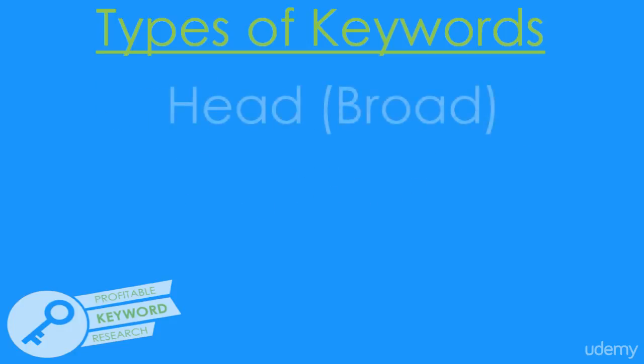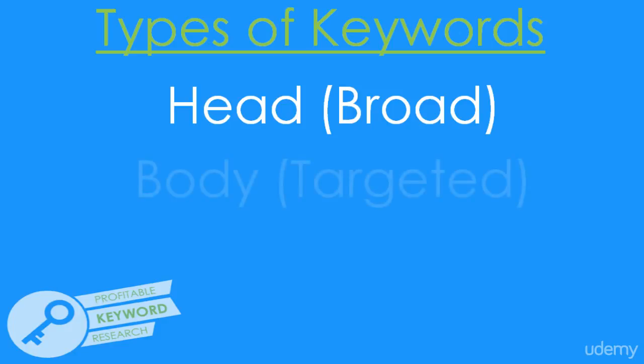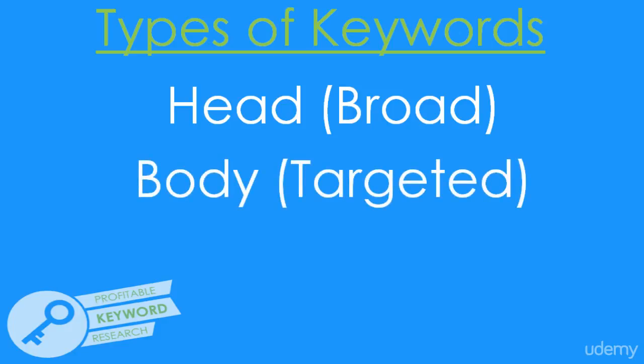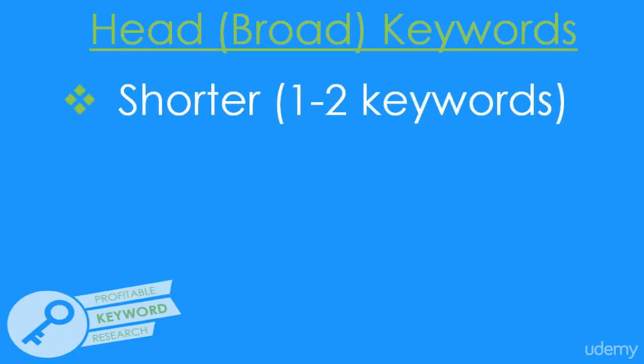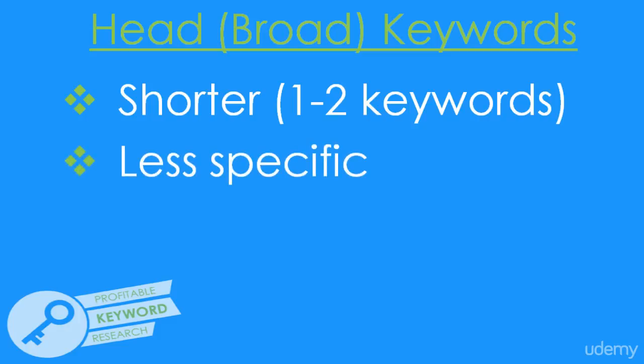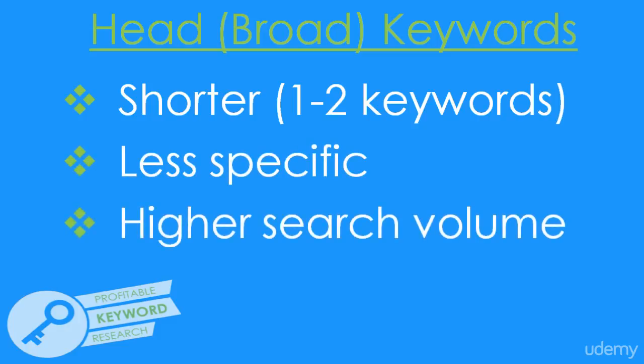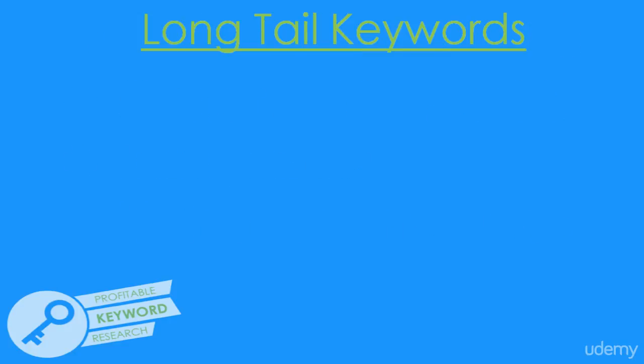There are the head keywords, which are also referred to as broad keywords. There are keywords that are considered the body, which are also referred to as targeted keywords. And then lastly, there are long tail keywords. Head keywords tend to be shorter key phrases that are about 1 or 2 keywords in length. They are shorter, they're less specific, but they typically have a higher search volume. Long tail keywords tend to have 3 or 4 keywords or even more.